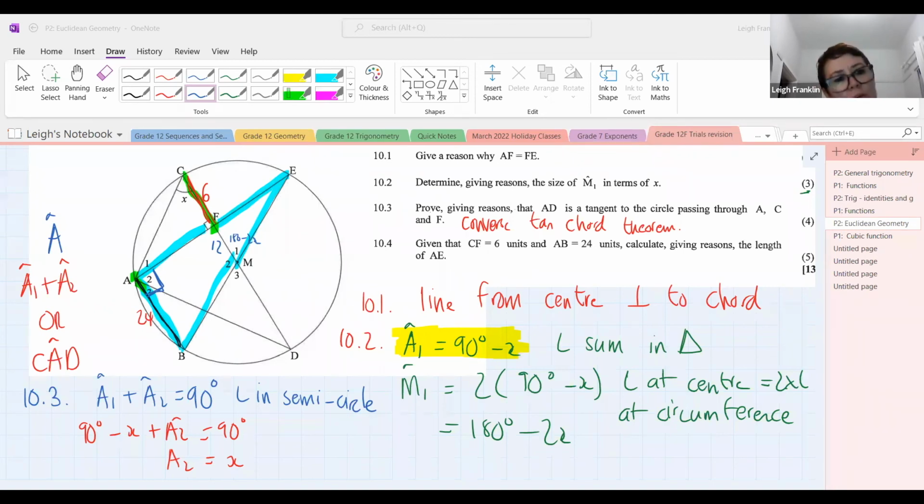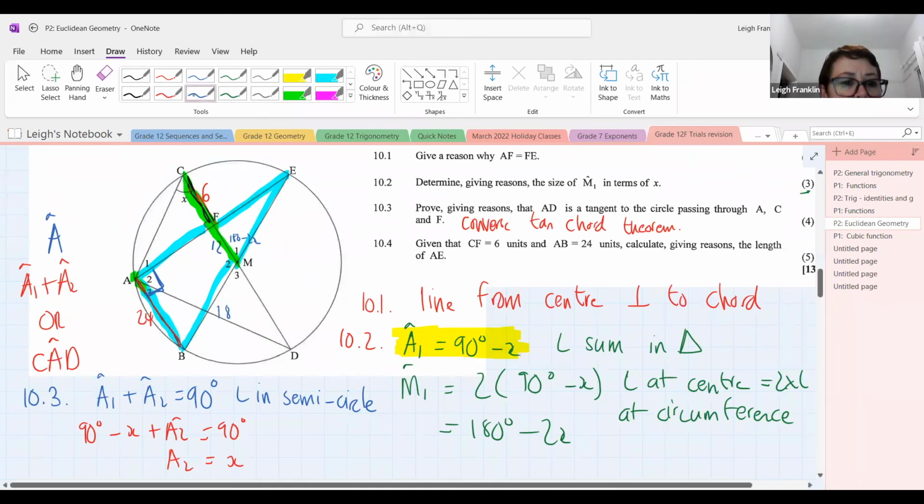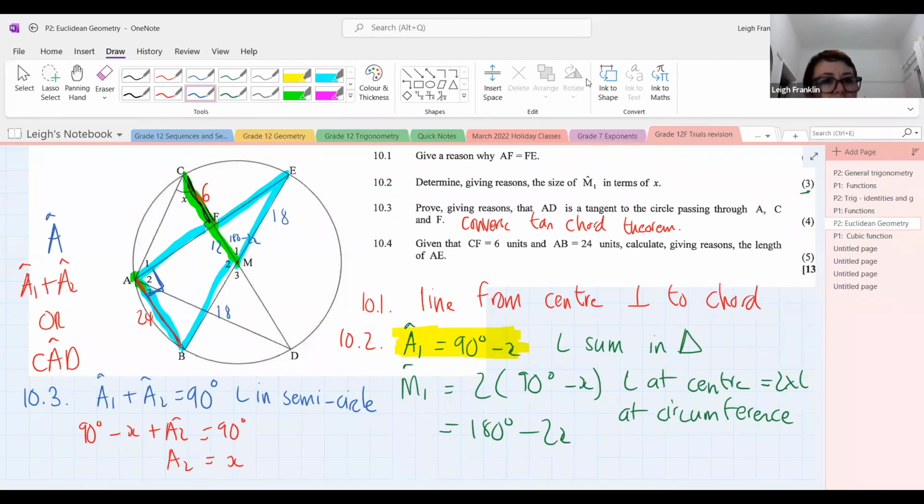So MC over here is also a radius. Can everybody see that? Yes. All right, lovely. So now we know the length of a radius. If we know the length of a radius, we know the length of BME, don't we? Because BM has to be 18 as well, and ME also has to be 18. Does that make sense to everybody?